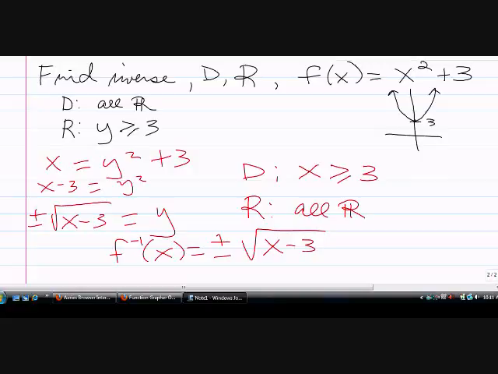And when I go to graph it, I have to graph both the upper part of this, the plus square root of x minus 3, and the minus square root of x minus 3. And so that's not a function. The inverse is not a function? Yes, ma'am.